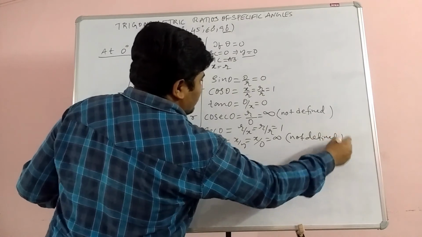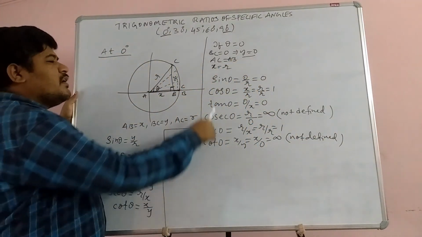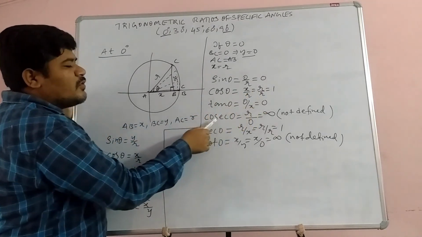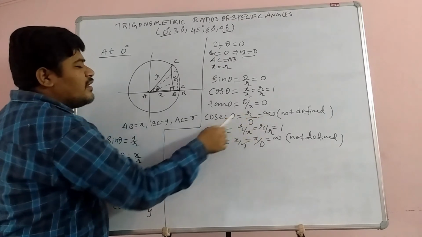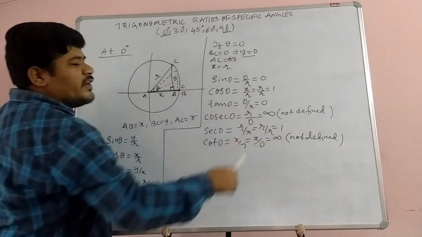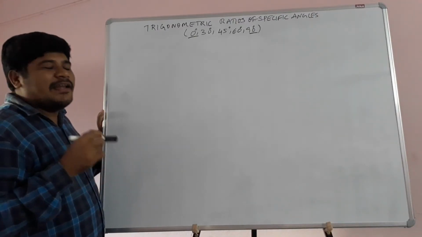Okay students, so see, sin 0 is equal to 0, cos 0 is equal to 1, tan 0 is equal to 0, cosecant 0 is equal to not defined, secant 0 is equal to 1, cot 0 is equal to not defined.